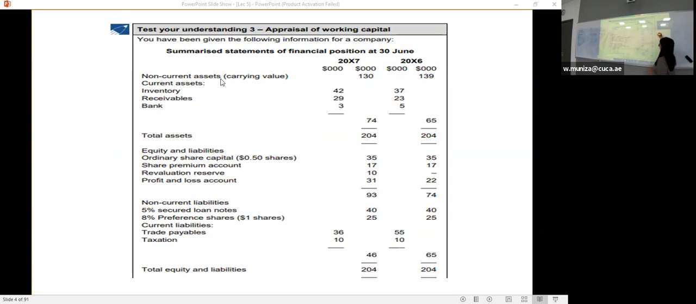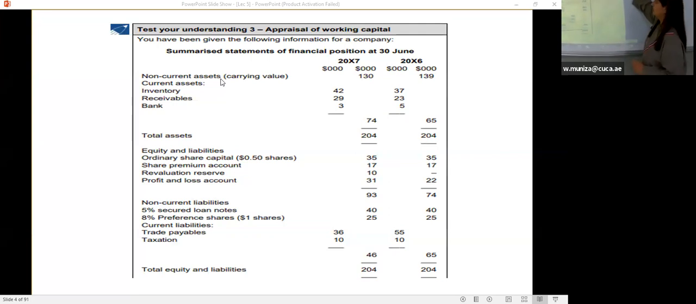What is the formula for inventory holding period, as we have discussed? What is the formula? Atif, can you tell me? Inventory divided by cost of sales multiplied by 365. Okay, so use this formula to calculate the inventory holding period.